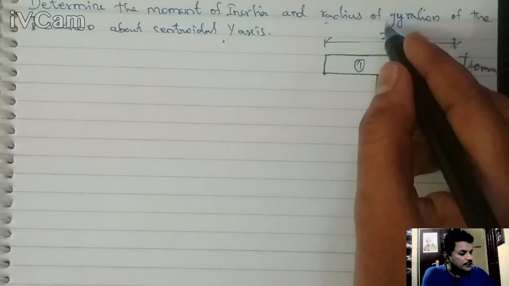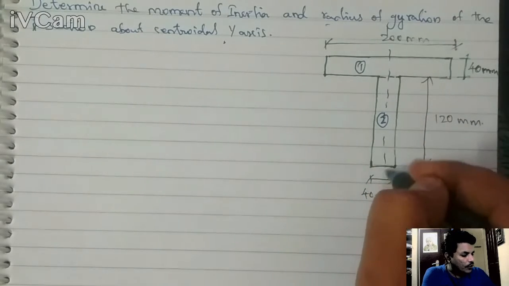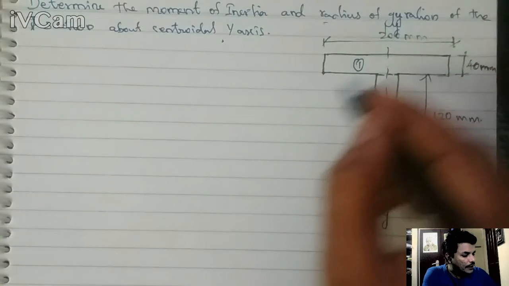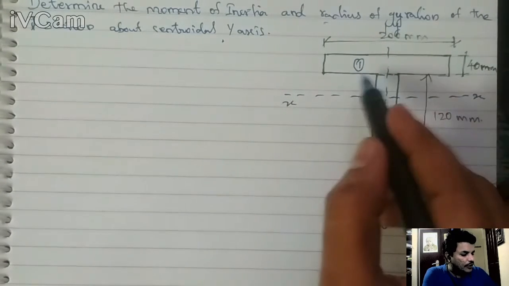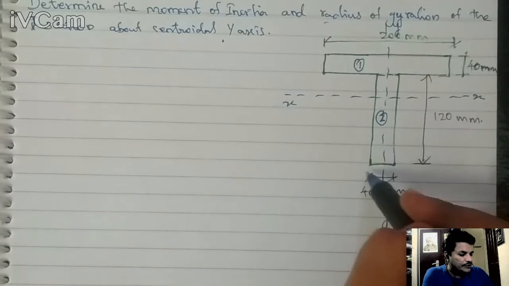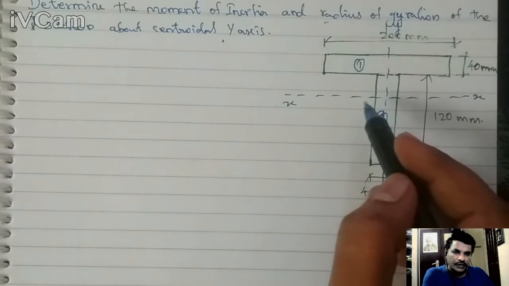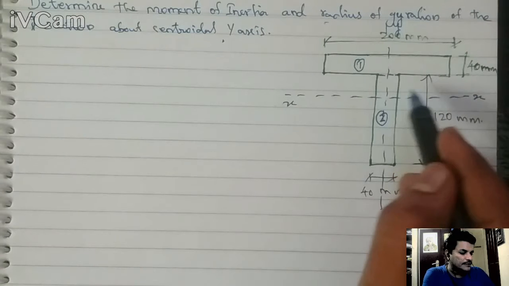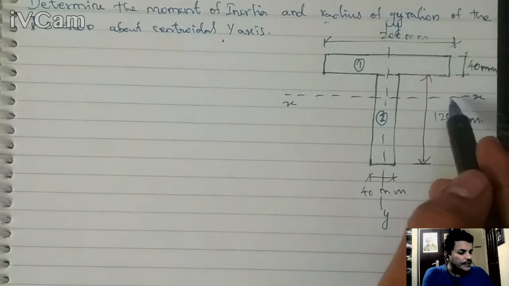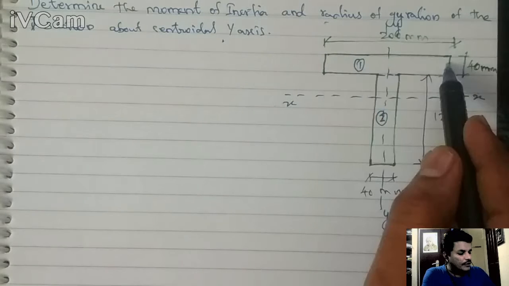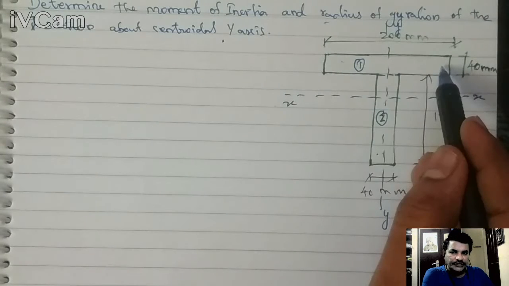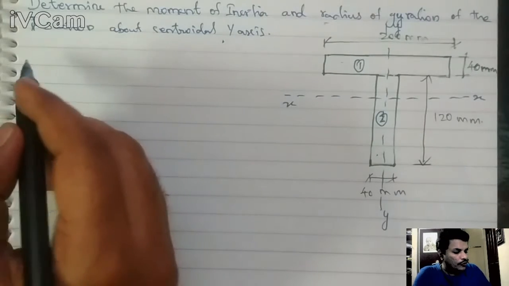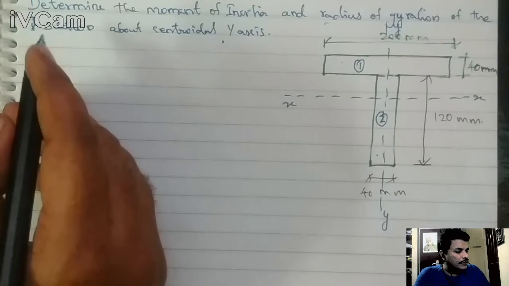It is symmetrical about the y axis and unsymmetrical about the x axis, because at the top there is a flange, and at the bottom there is no flange. So there is unsymmetricity in the x plane. In a T section there is a flange and there is a web. This vertical portion is called the web and this horizontal portion is called the flange. So you don't need to calculate the x bar value.